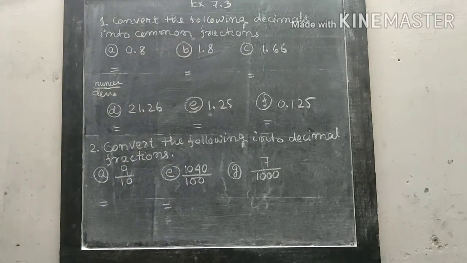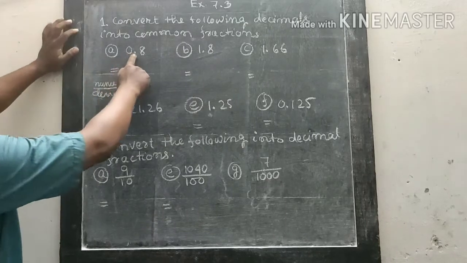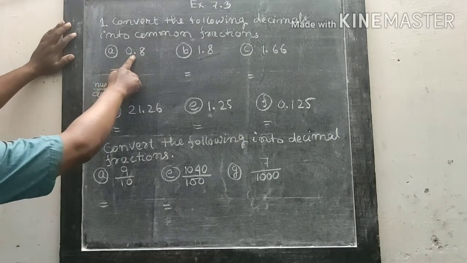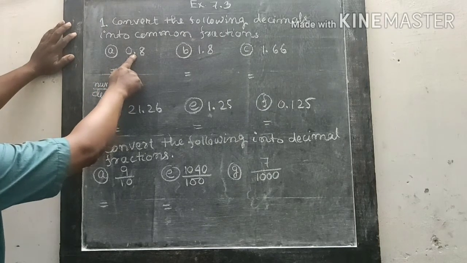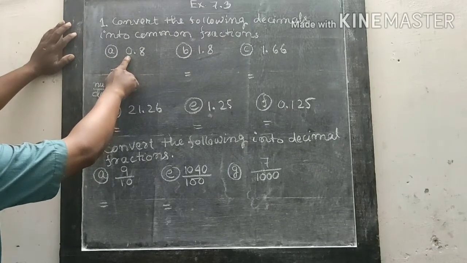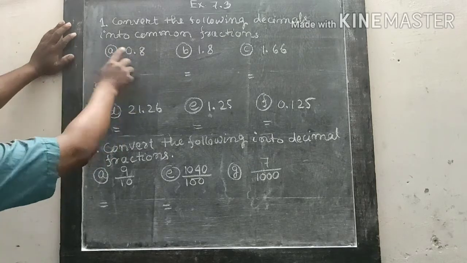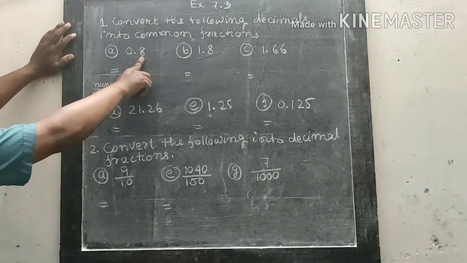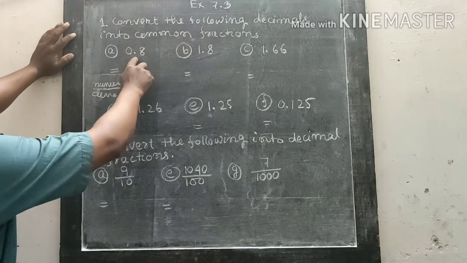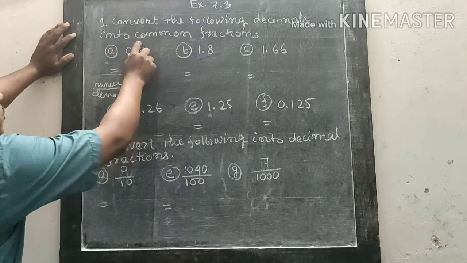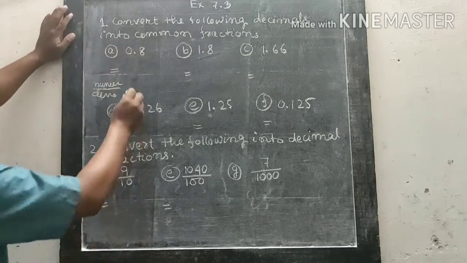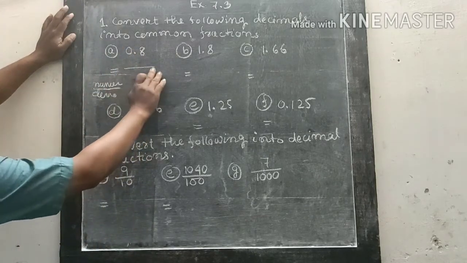Now let us move to question A, that is point A. In our earlier classes I have already stated that the left-hand side of the decimal point is called the whole part or integral part, and the right-hand side of the decimal point is called the fractional part. We have to convert only the fractional part. Here the fractional part is 8. So we shall have to write like this.